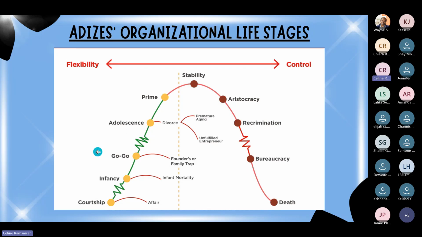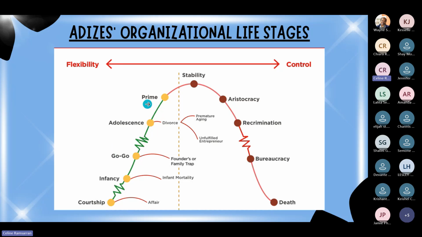The next stage is go-go and adolescence. Now, this is where the organization wants to grow and prove itself. There is ambition, but there's also growing pains. Systems are forming, but leadership might clash. It's like a teenager testing independence. What is gained? Confidence, productivity, and direction. What's lost? The easy creativity and informality of youth.